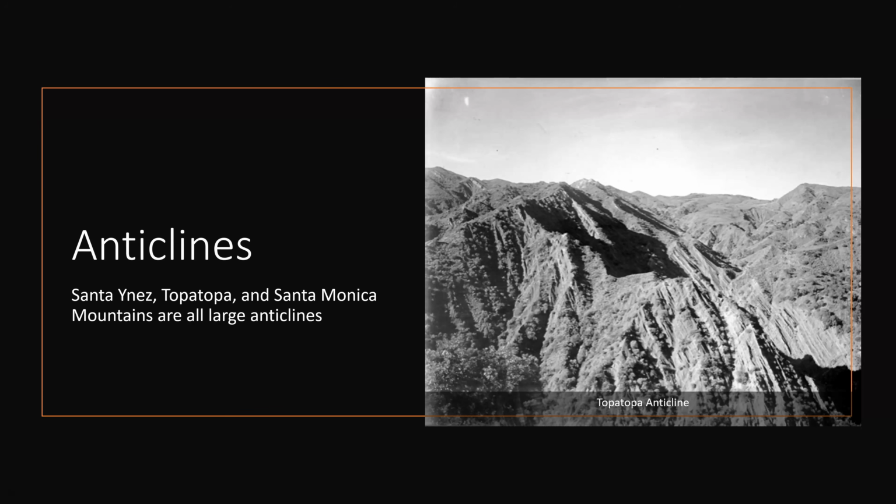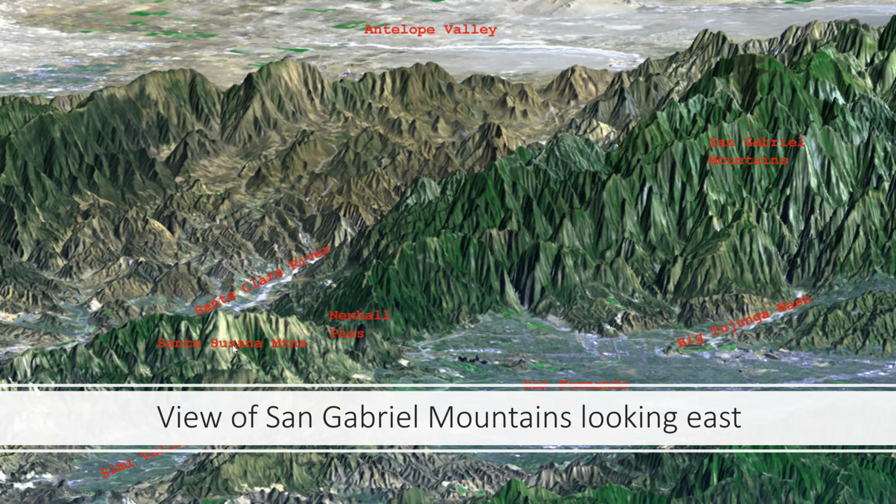So in the Santa Ynez, Topatopa, and Santa Monica Mountains, we have very large anticlines. And if you remember from the Faults and Folds lecture, anticlines are concave down. So you can fit like a big A in them, which is what I had you guys remember. And anticlines are important in California because this is what traps oil and gas. And so we can then find these anticlines and use them for oil production.